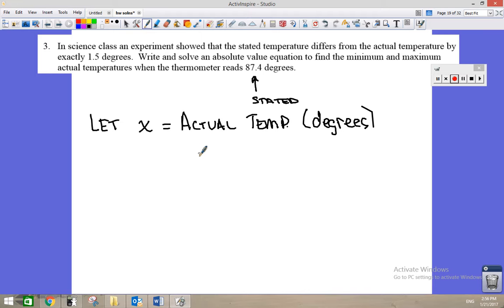All right, so the thermometer is telling us 87.4, but we know that thermometer may not be NASA accurate. It might not be, like I say, it's maybe just some cheap thing from the Dollar General. But it's kind of close. It's within 1.5 degrees. So here's the equation that we want to solve, and it will give us the minimum actual temperature and maximum actual temperature.